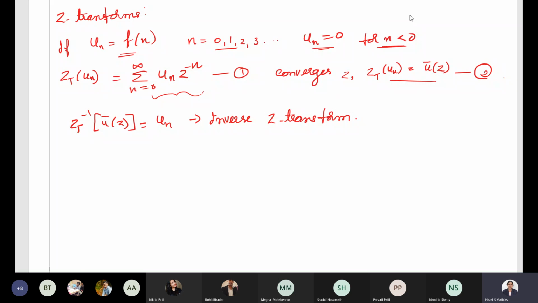I hope this is clear. The Z transform is defined on a sequence, and if the right hand side of 1 converges, it will be a function of z, which is why we can write ZT of u_n equal to u bar of z. Then the inverse transform is ZT inverse of u bar of z equal to u_n. So we will be learning to find the Z transform as well as the inverse Z transform.